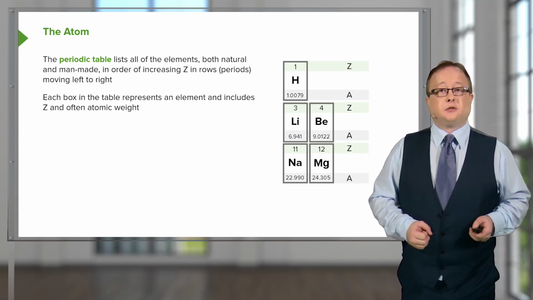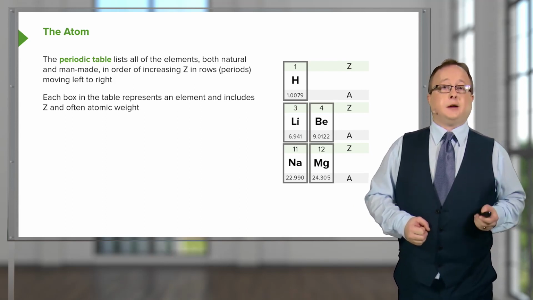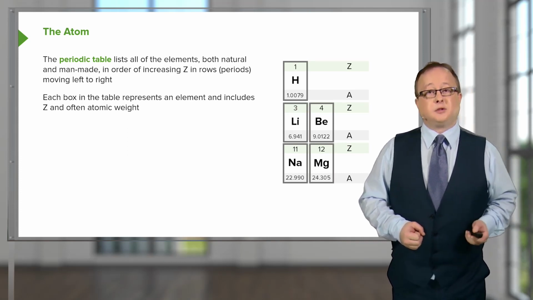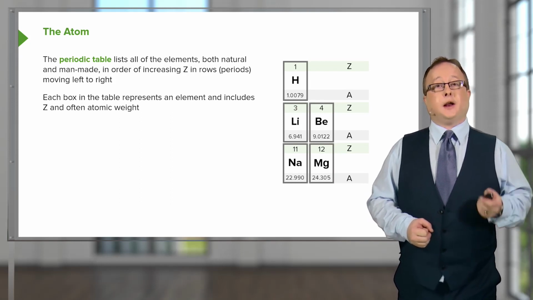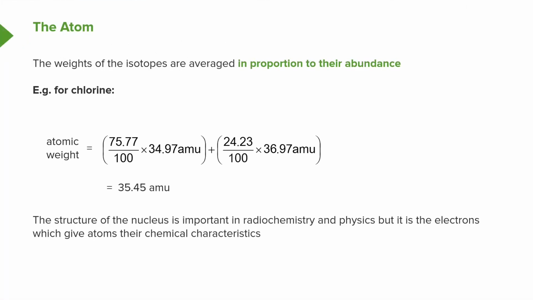Also, take note of the fact that the numbers are not whole. And this is because in the periodic table, you have to take into consideration the different types of isotopes, which have different masses overall, when calculating the relative atomic mass. And I'll show you how to do that in a second.